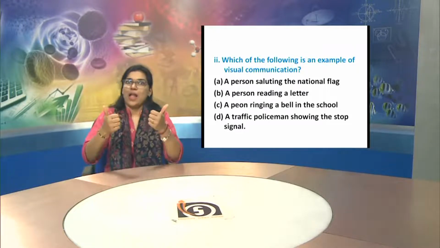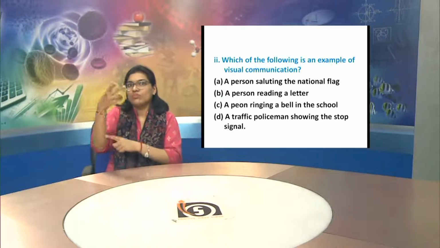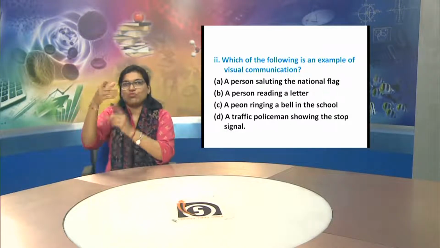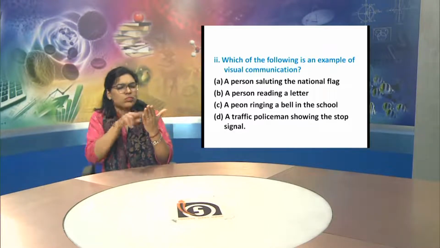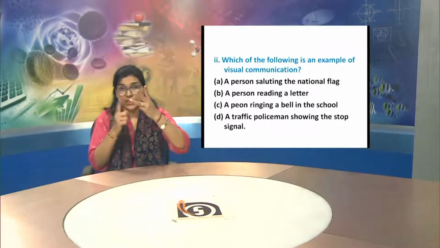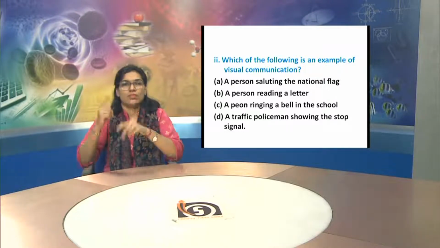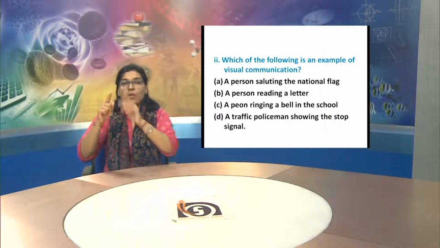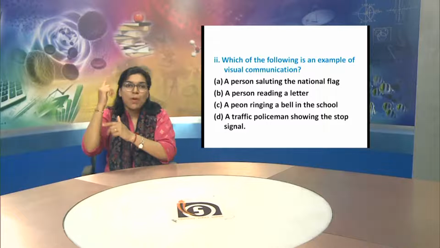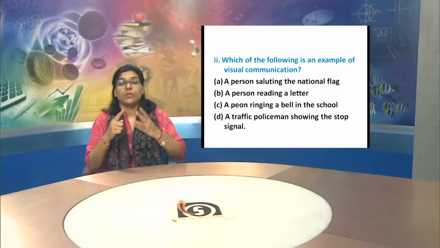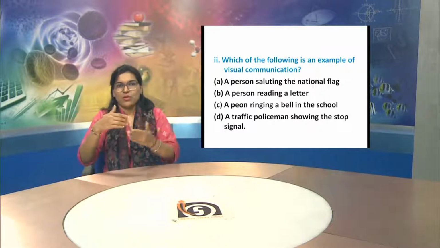Question 2. Which of the following is an example of visual communication? A person saluting a national flag, a person reading a letter, a peon ringing a bell in the school, a traffic policeman showing a stop signal.